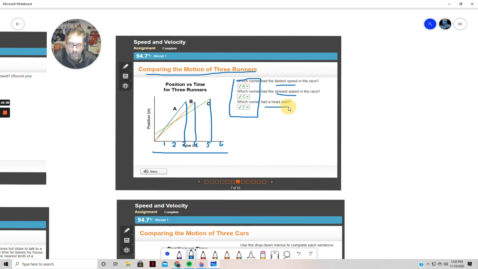And then which runner had a head start? So again, we're thinking origin, we're thinking starting position. So if A and B started here, this would be 0. And if we did it at like 1, 2, 3, 4, 5 meters from origin, then C is the one who had the head start, and that's a reference to right there. Here would be a head start, here would be a head start. If you're thinking of timing runners and you want the distance to be the same, C would be considered having a head start.